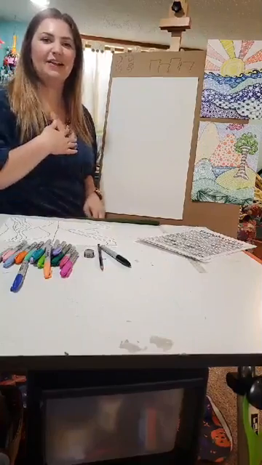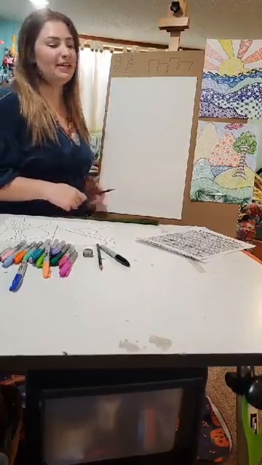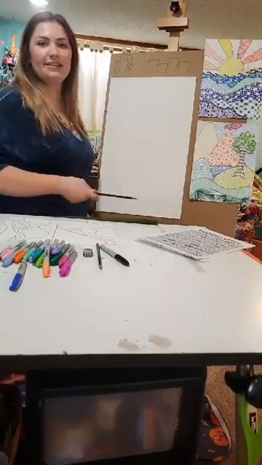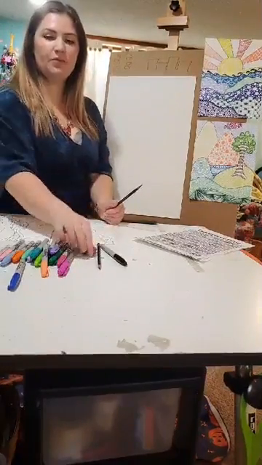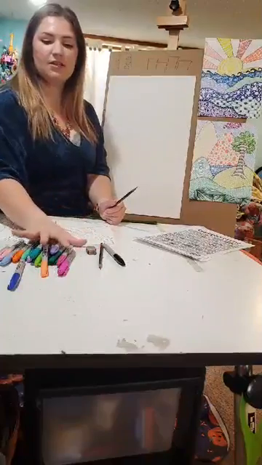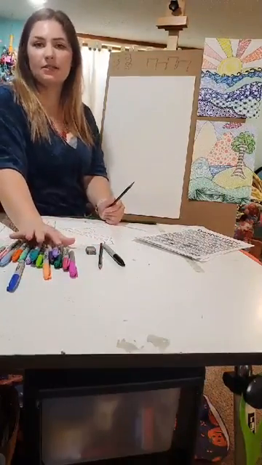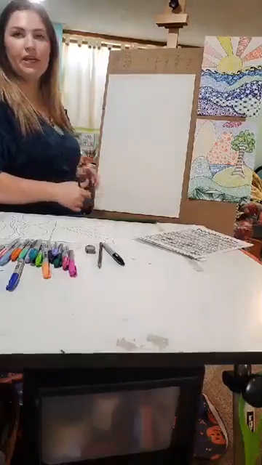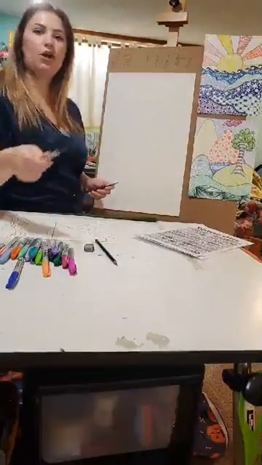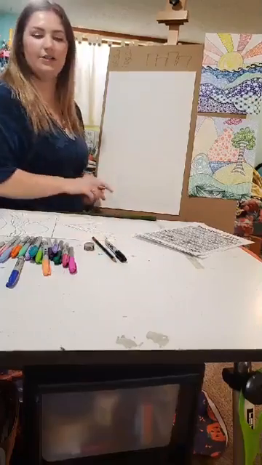My name is Miss Allie, and today we're going to be making Zentangle line landscapes. What we're going to need for this project is a pencil, an eraser, some markers, colored pencils, or crayons, a piece of paper, and a black marker, colored pencil, or crayon. Alright, so let's get started.